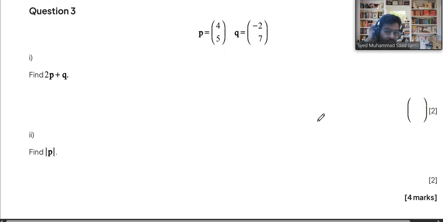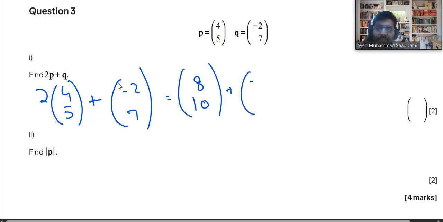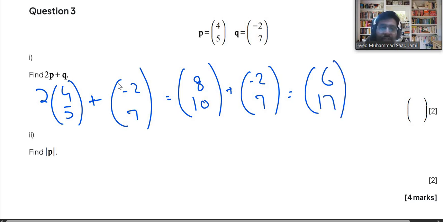Okay, question number 3. It says find 2p plus q. These questions are very easy. 2p basically means 2 multiplied by p, which is 4, 5, plus the value of q is negative 2, 7. So this becomes 2 4s are 8, 2 5s are 10, plus negative 2, 7. 8 plus minus is negative, so 8 minus 2 is 6, and 10 plus 7 is 17. So your answer is 6, 17.